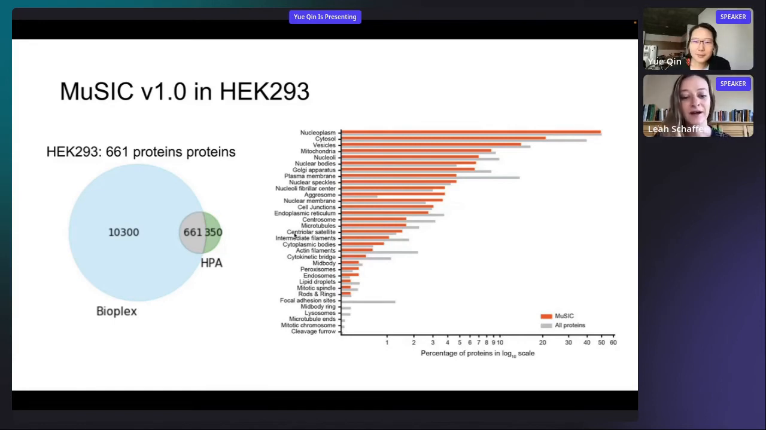On the right, we looked at the subcellular annotation of each of the proteins, the red bars in MuSIC, so in HEK 293, versus the gray bars, all of the Human Protein Atlas with 13,000-ish different proteins. You can see it was a representative snapshot of the cell, but there are many more proteins that we would like to include in these maps, towards the goal of creating global maps of cell structure.